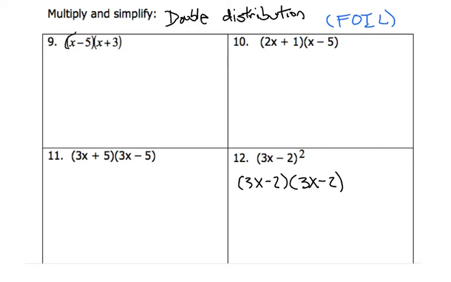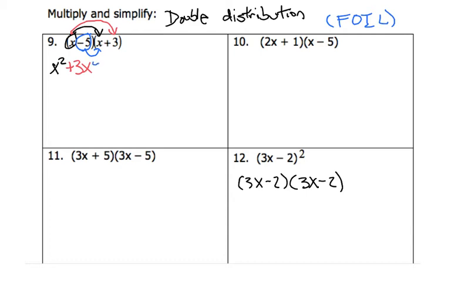So let's go ahead and work this out. First thing I'm going to do is circle the x, because that's my first number. So I'm going to multiply the first, meaning x times x. x times x is a total of 2 x's, so I get x squared. All right, so I multiply my first. Now my outers, so that's x times 3. x times 3 is going to be positive 3x. All right, now for inners, which is going to be negative 5 times x.